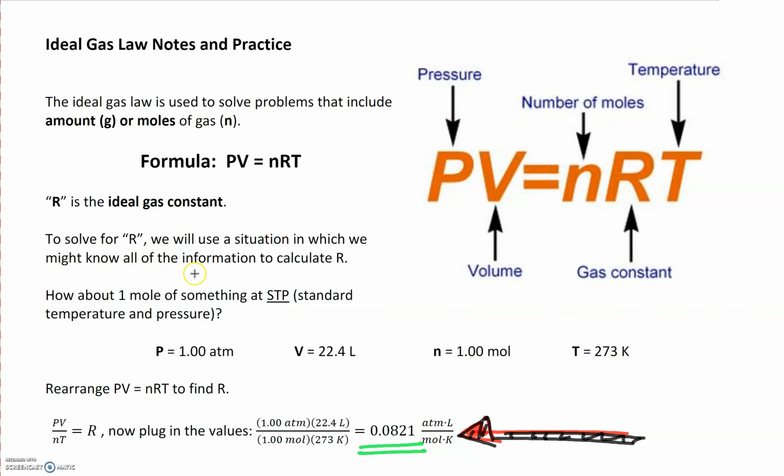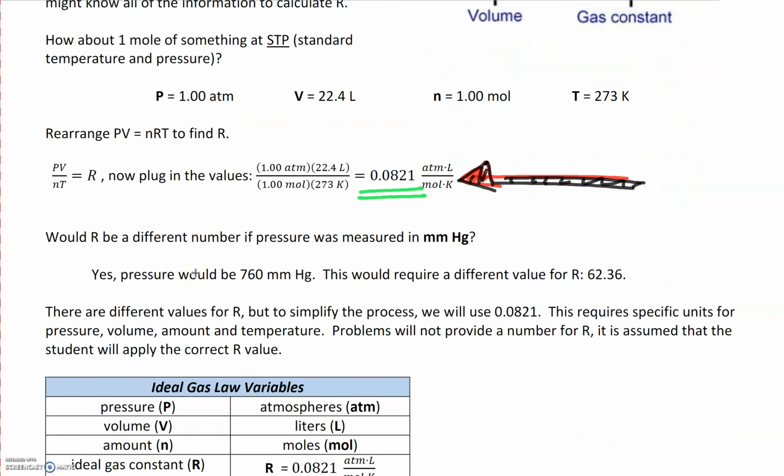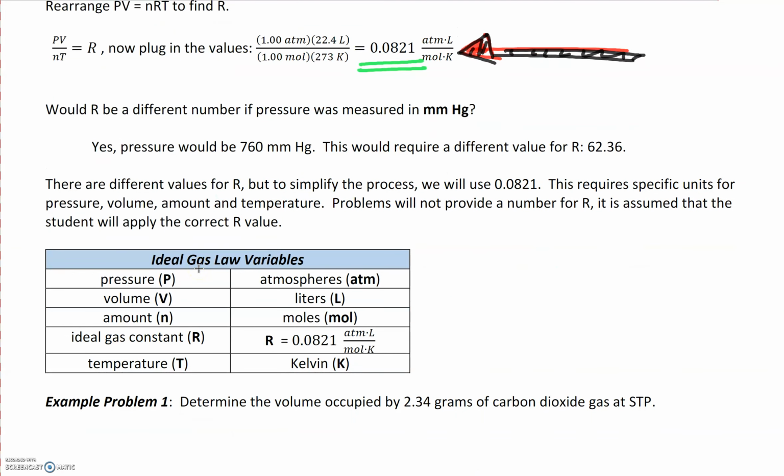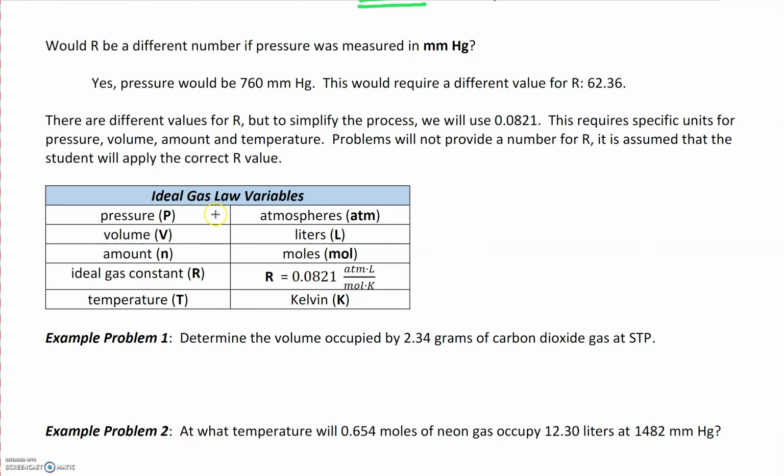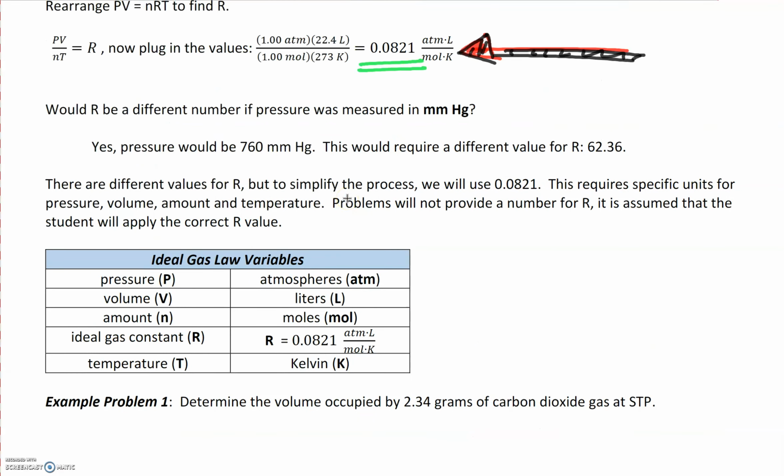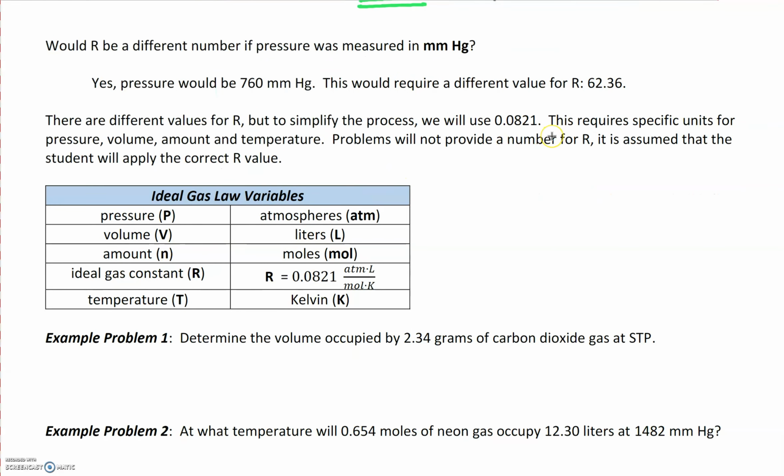So we're going to slide down here and we're going to look at an example. You can see in the notes I talk about R and everything, but right here I just give you this chart and I say, okay, you've got to have these units. So when you're going through your problems, make sure to double check. You have atmospheres, you have liters, you have moles, and you have Kelvin, and then everything should work out fine.